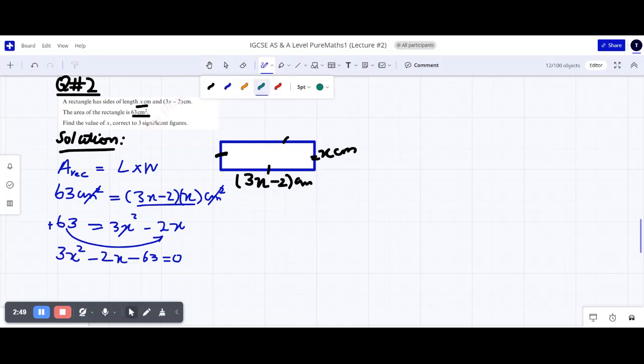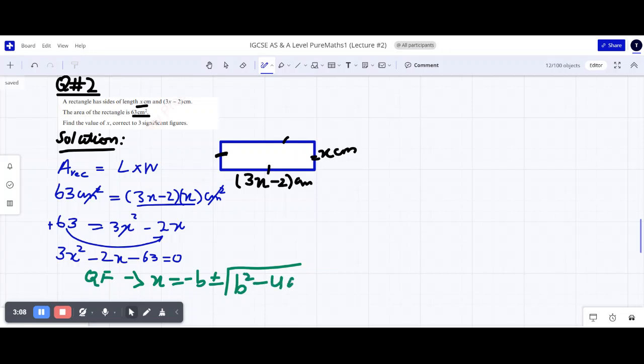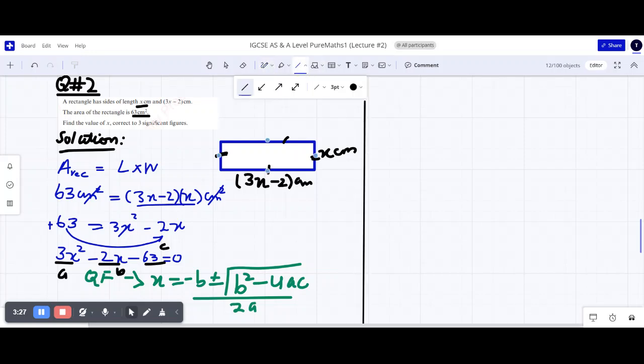As we know, the quadratic formula is x equals to minus b plus minus root b square minus 4ac, divided by 2a. So what is the a? The value with the x square is a, the value with the x is b, and the constant value is c. So we will write the values first and then we will substitute in the formula.